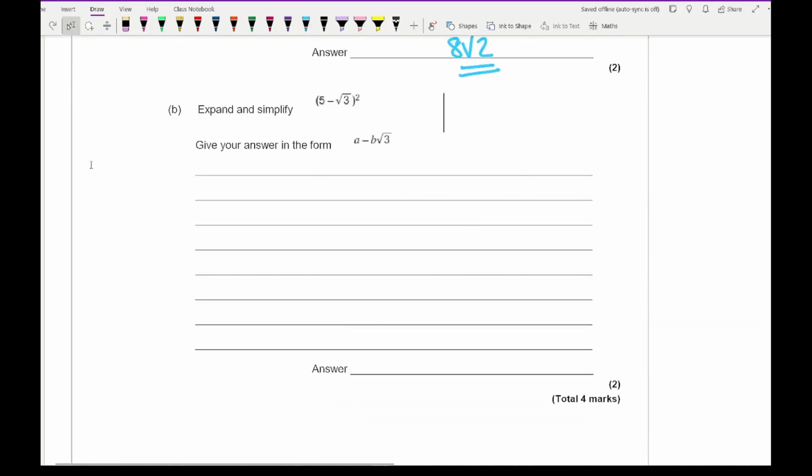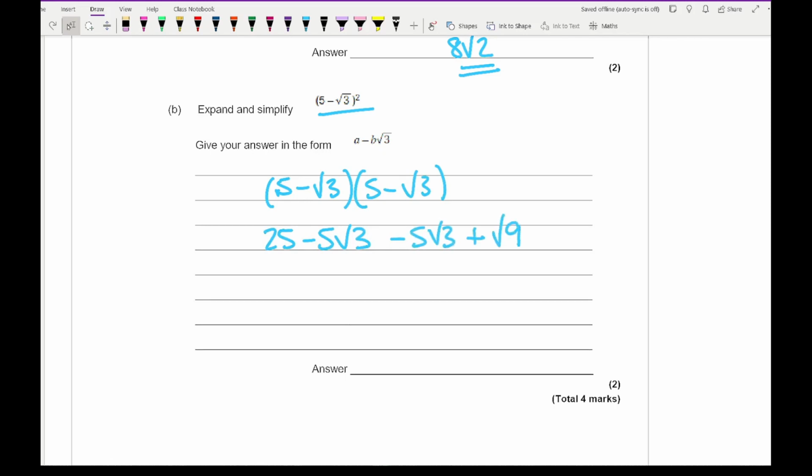And then moving on to our last question, again very similar to the previous question, recognizing that this is a double bracket question. So I've got 5 minus root 3 and then 5 minus root 3. So that then becomes 25 minus 5 root 3 minus 5 root 3 plus root 9. And that's 25 minus 10 root 3 plus 3. Then adding those two numbers up, we end up with 28 minus 10 root 3.